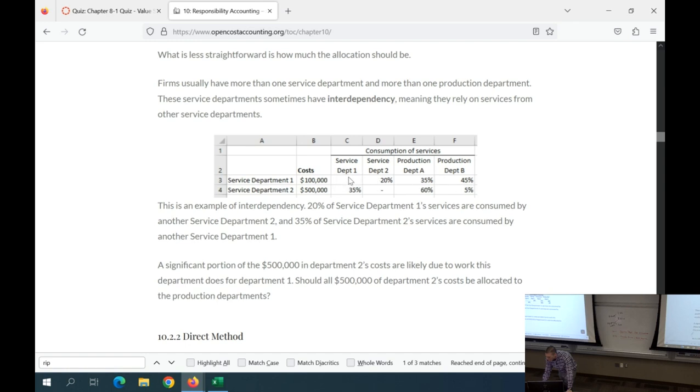They don't do service to themselves. That doesn't count. 20% of their work is to service department 2. So that's an interdependency. That's a service department serving a service department. 35% of its work is to production department A, and 45% of its work is to production department B. Service department 2, $500,000 of costs, serves the other service department. 35% of its work is there. 60% of its work is to production department A, 5% to production department B.